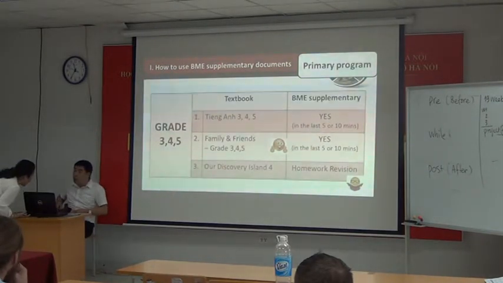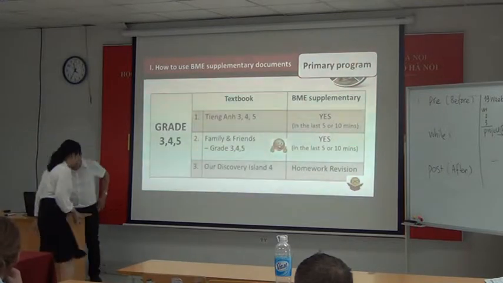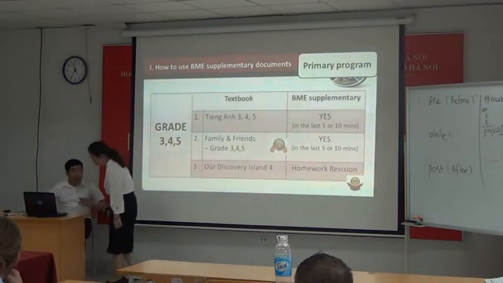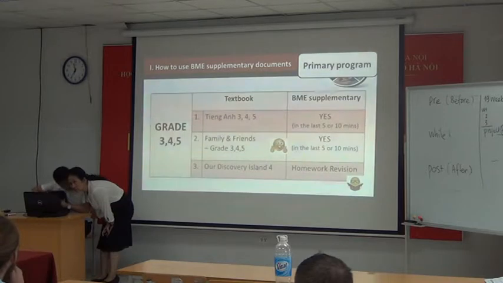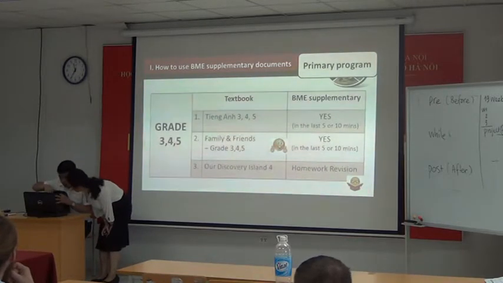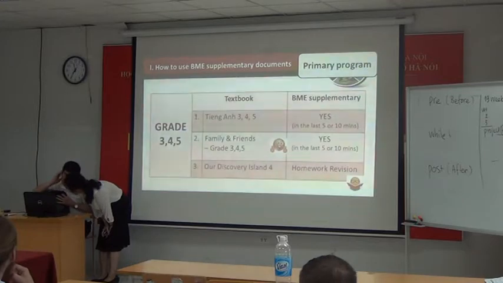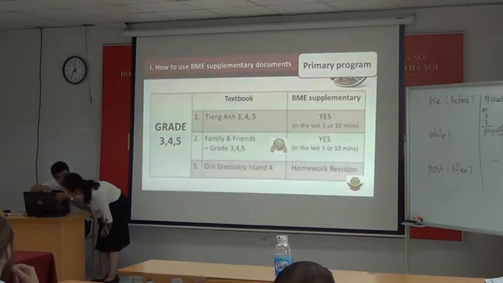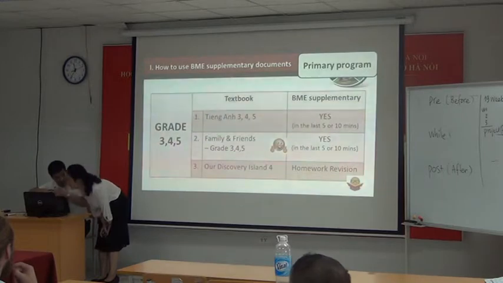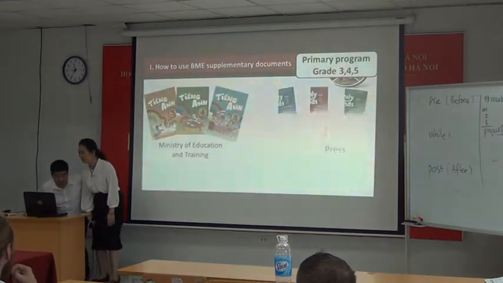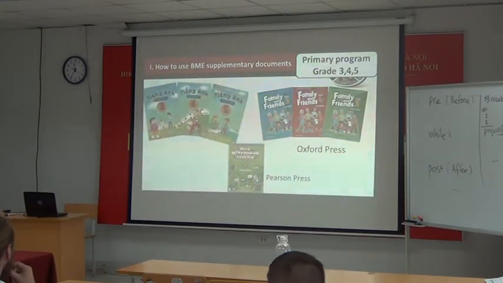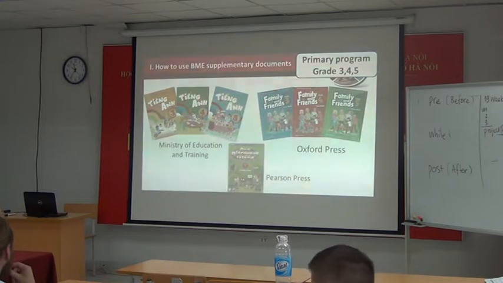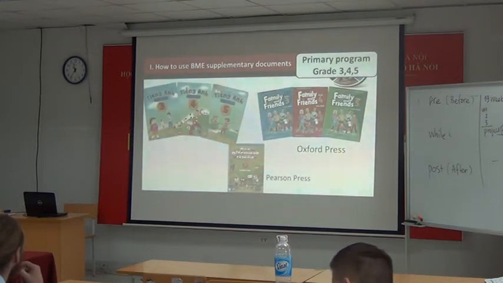And next one, for grade 3, 4, and 5. We have 3 kinds of books. The first one is Tiếng Anh 3, 4, 5. Number 2 is Family and Friends, grade 3, 4, 5. And for our Discovery Island, only grade 4 studies this book. Together with the textbook, we have BME supplementary, and also we ask students to do it in the last 5 or 10 minutes. And this is some textbooks for grade 3, 4 and 5. And with these textbooks, we have BME supplementary together with that.